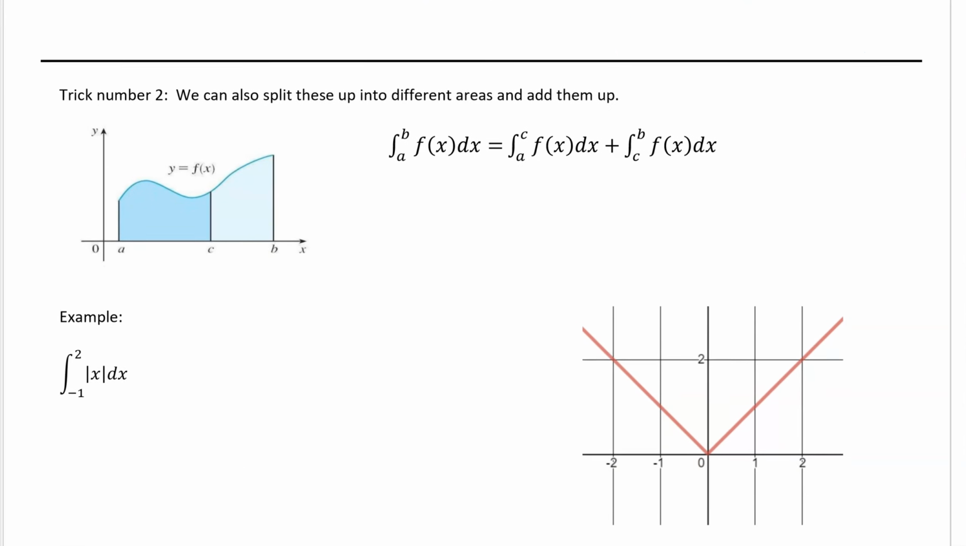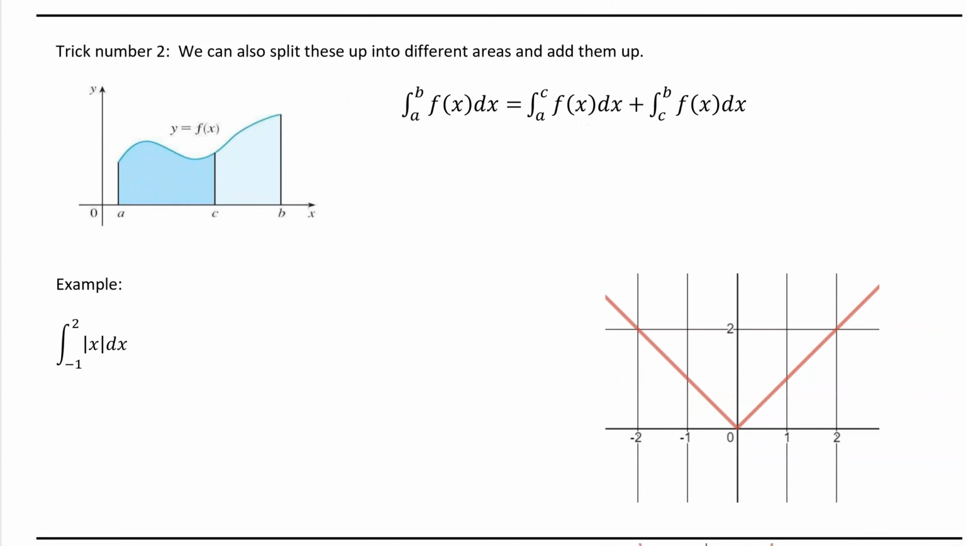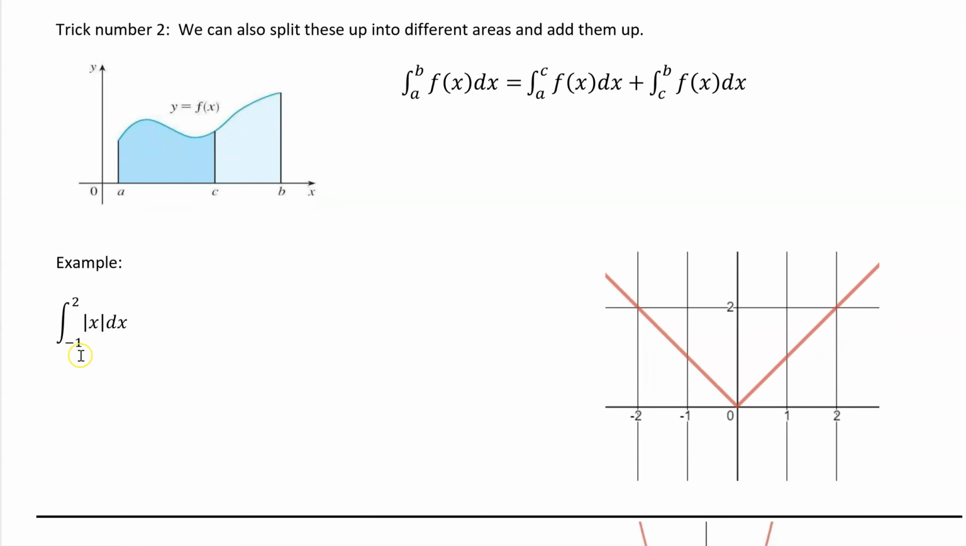Okay. Trick number two. We can split up our integral into different parts. So we can go from a to c, and then from c to b, and find that area, and then we just add them together. So, with our absolute values, we can't really use the absolute value, but if we look at it, our absolute value of x looks like this. And we're going from negative 1 to 2.